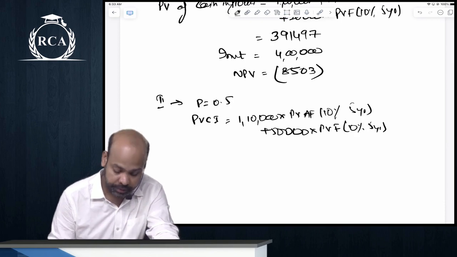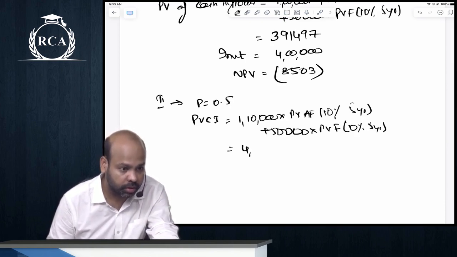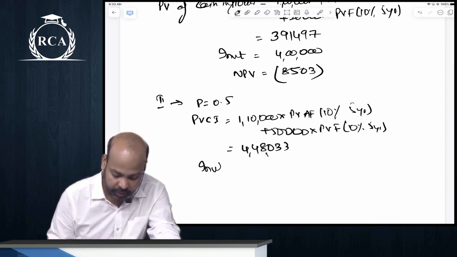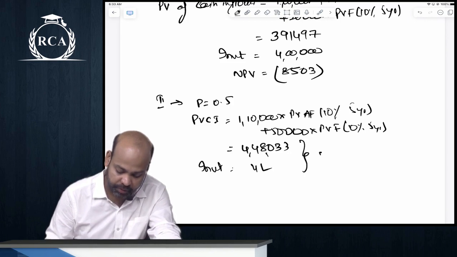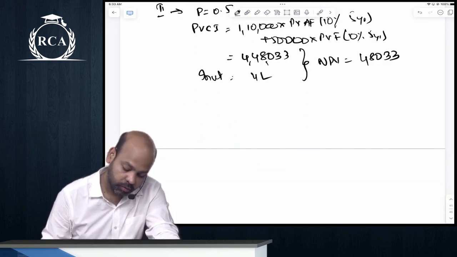How much is it? 4,48,000. The investment is 4 lakh rupees, therefore your NPV will be 48,033. The last one is also done.